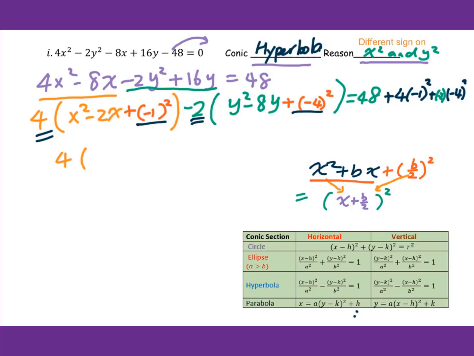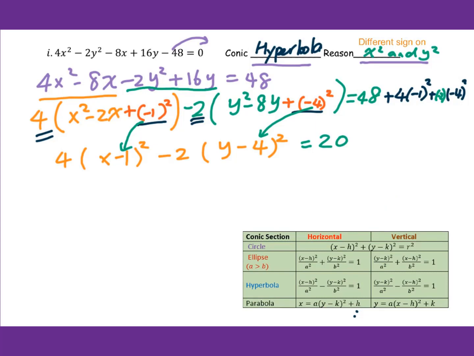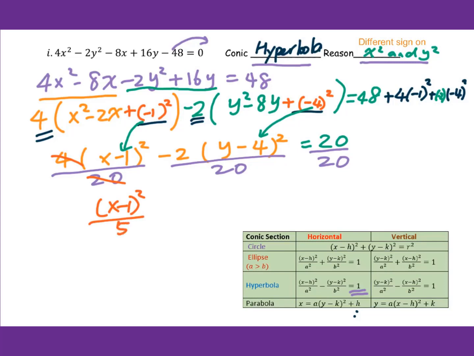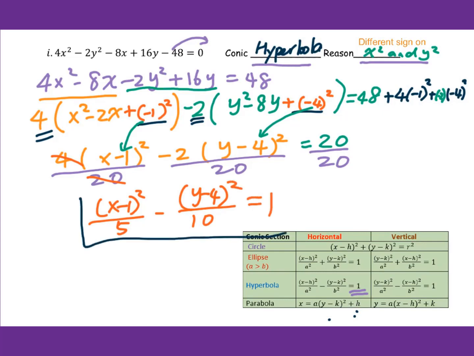Then we got to do completing square. I will get x minus 1 squared minus 2 times y minus 4 squared. This one just drop down here. Equals, you will get 20. Since for a hyperbola, you need to get 1 on the right side, therefore we divide by 20. Then you will get x minus 1 squared over 5 minus, here's 10, y minus 4 squared, then equal to 1. This will be the standard form.